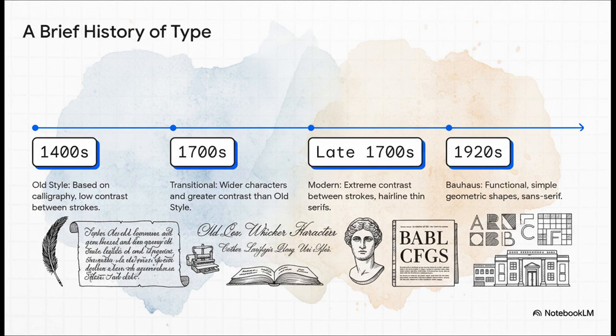And the shape of our letters has changed right alongside our culture and our technology. It started with old-style fonts that basically copied the look of handwriting. Then, as printing got better, we got transitional and modern fonts with much higher contrast, and that eventually led to the super-functional geometric sans serif of the Bauhaus movement, where clarity and function were everything.